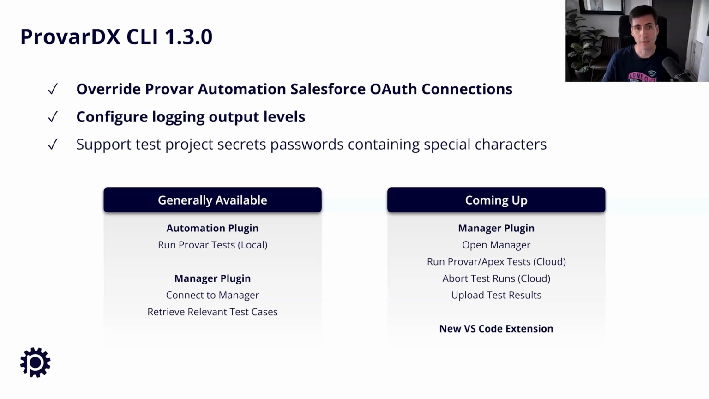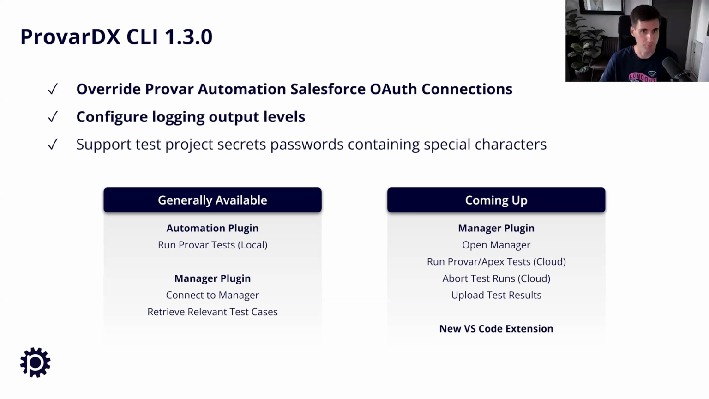The new things coming up in the latest version, which is 1.3, and you can upgrade to that already, are 2 major features. The first is the ability to override Provar Automation Salesforce auth connections. On Provar Automation, the way that you connect to Salesforce is using an auth connection. Now with Provar DX CLI, you can override that. Why would you want to do that? Well, if you're running your Provar tests in a pipeline and you're using Scratch orgs, this is a great way of overriding your connection so that it points to the Scratch org and you can direct all your tests towards it.